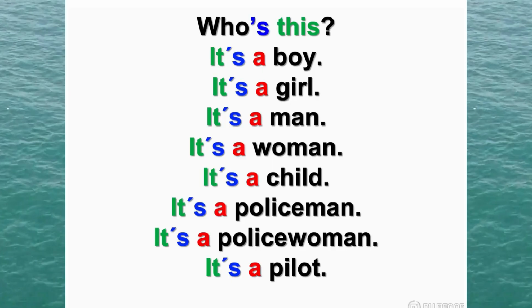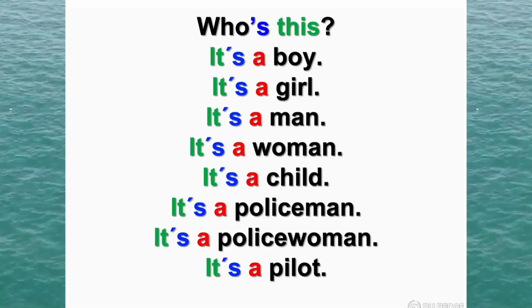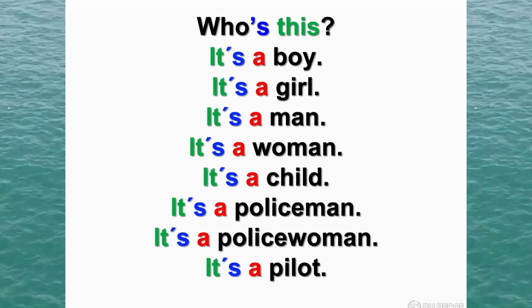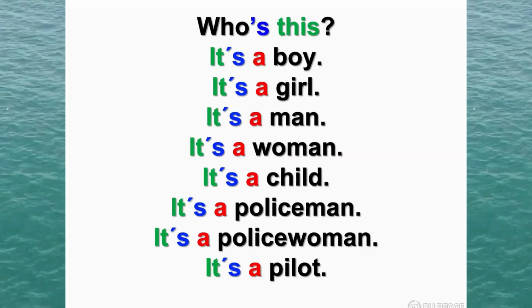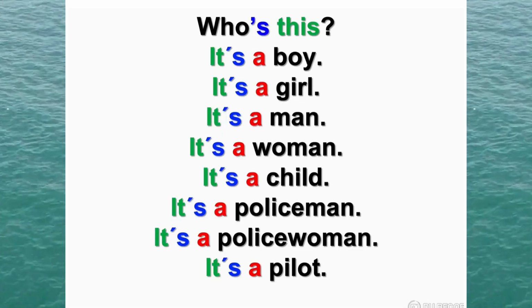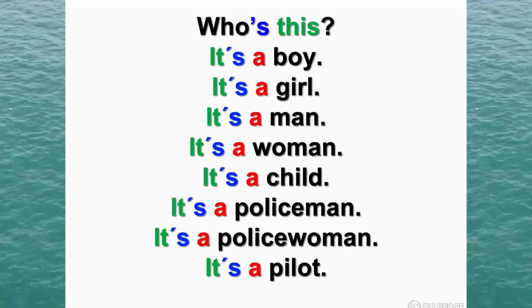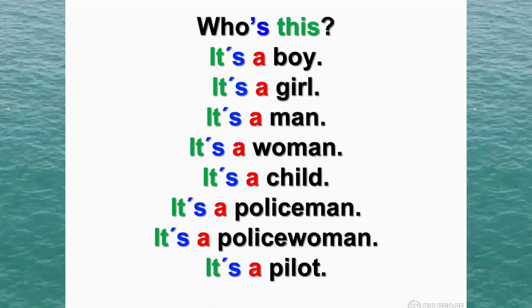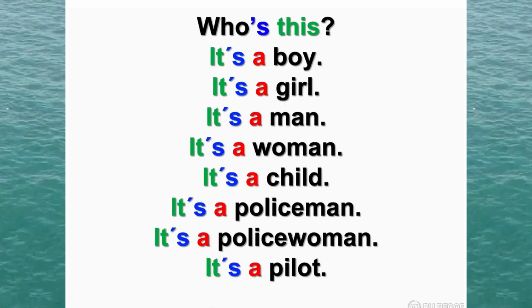Let's continue. When we introduce people with this, we use who's this. For the answer, we can say this is a boy, but it's better to say it's a boy. Who's this? It's a girl. Who's this? It's a man. Who's this? It's a woman. Who's this? It's a child. Who's this? It's a policeman. Who's this? It's a policewoman. Who's this? It's a pilot.